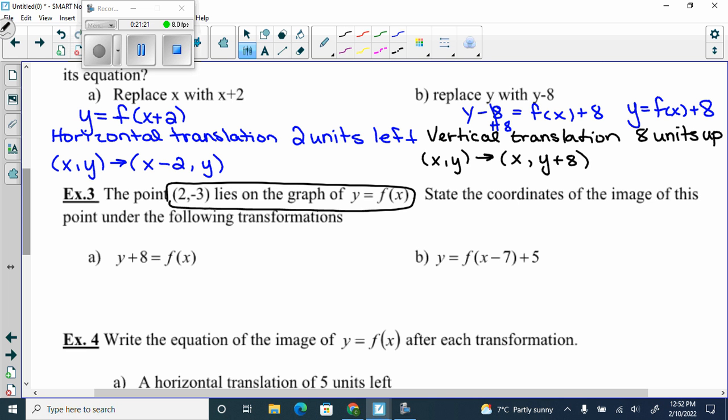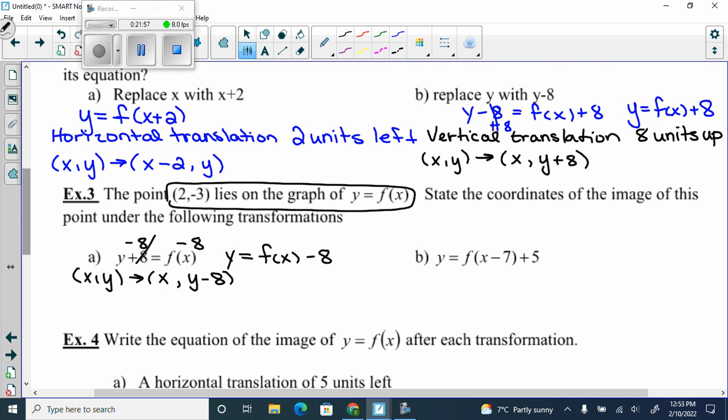What's the first thing I have to do in order to get mapping? Get y by itself. So I'm going to subtract the 8. So I get y equals f of x minus 8. What is that? Vertical translation, 8 down. So I need mapping, so I don't need to write the words, correct? Because I'm just moving a coordinate. So x, y becomes, my x is still just an x, so x stays the same. And my y, I need to go down 8. So y minus 8.